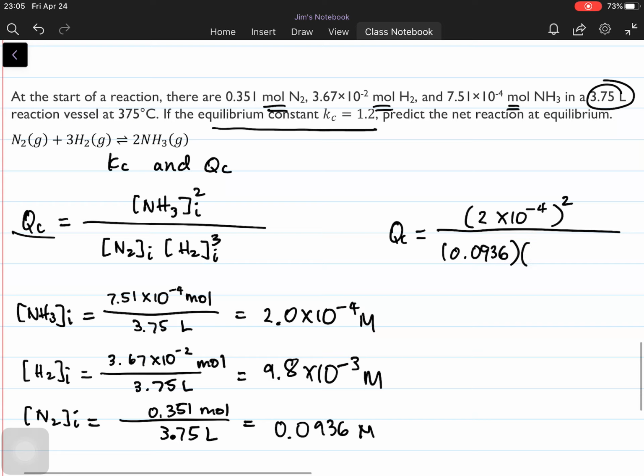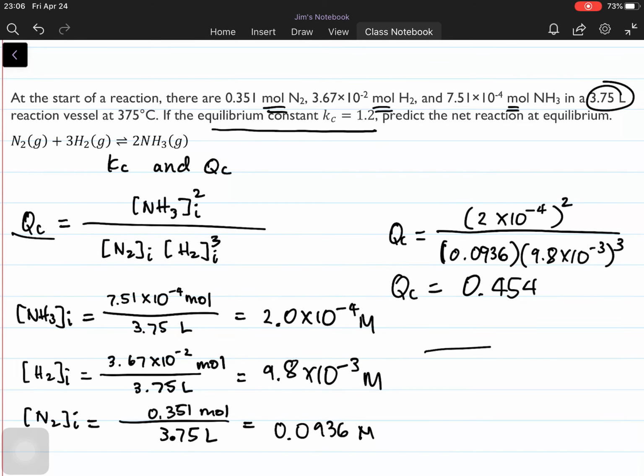over the concentration of N2, 0.0936, times the concentration of H2, 9.8 times 10 raised to negative 3, cubed. So I'm going to solve for that. Okay, so QC is equal to 0.454.